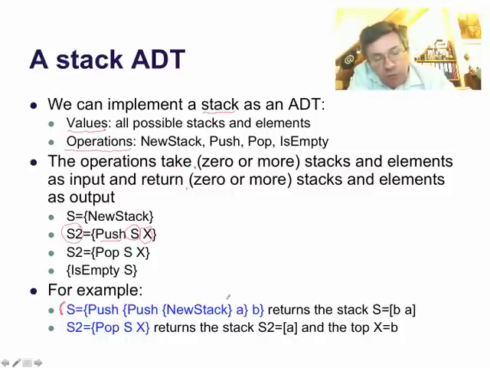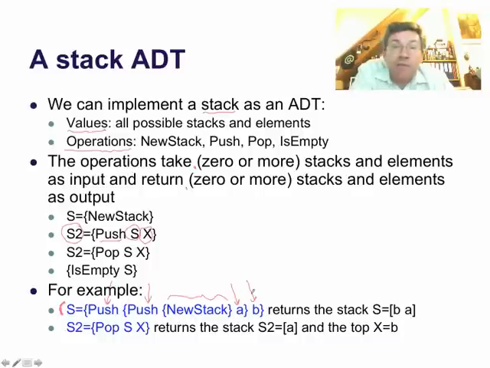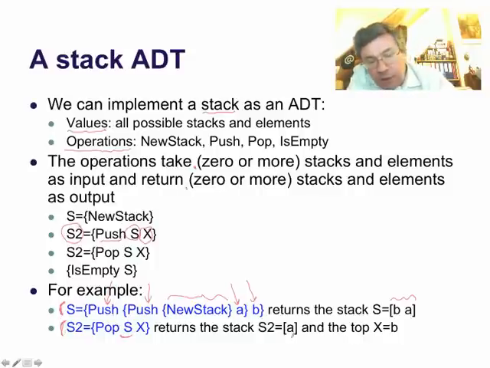So I do new stack here, which returns nil, an empty stack. Then I do a push here, which puts a on the stack. Then I do another push, which puts b on the stack. So I have a stack with b on the top and a just below. So the stack here has 2 elements. If I then do s2 equal pop s, where s is the value I just calculated, I will return the stack which contains only a, and the top element x is b.